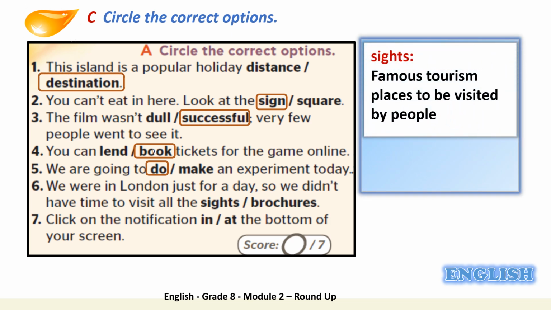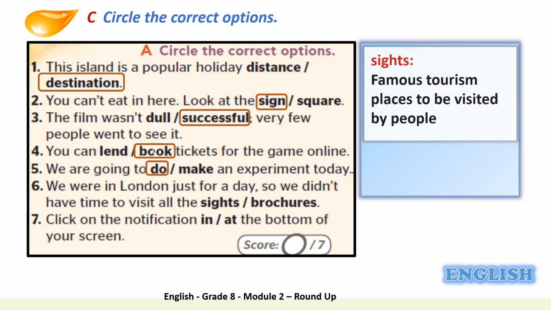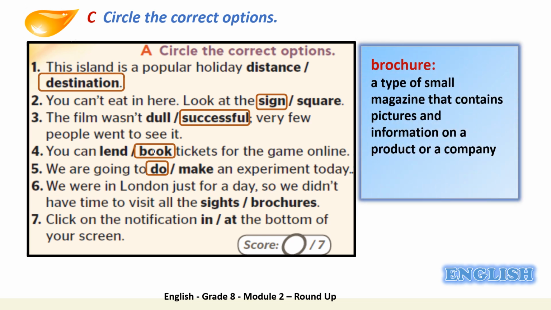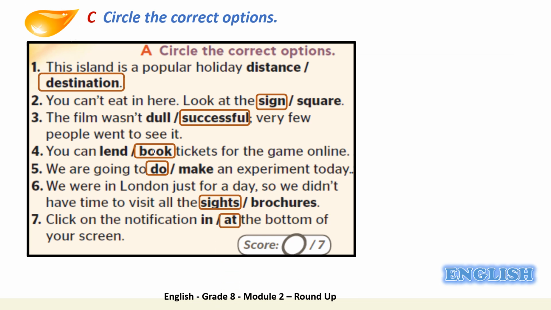We have the word sites, famous tourism places to be visited by people. Brochure, a type of small magazine that contains pictures and information on a product or a company. So, of course, excellent. We were in London just for a day, so we didn't have time to visit all the sites. Good job. 7. Click on the notifications and at the bottom of your screen. Good job. Of course, it's at the bottom.